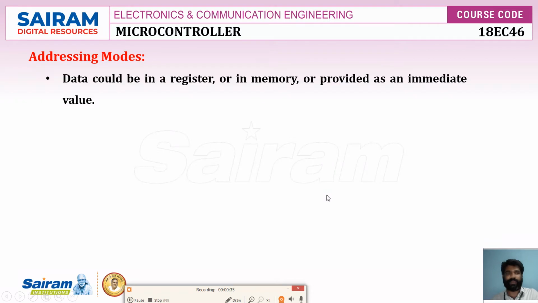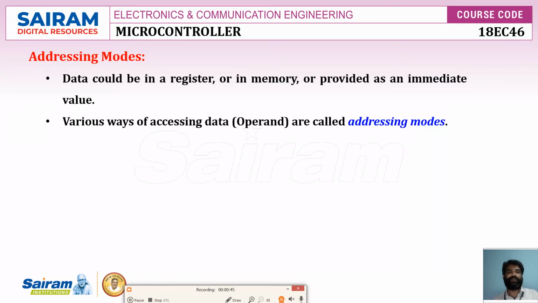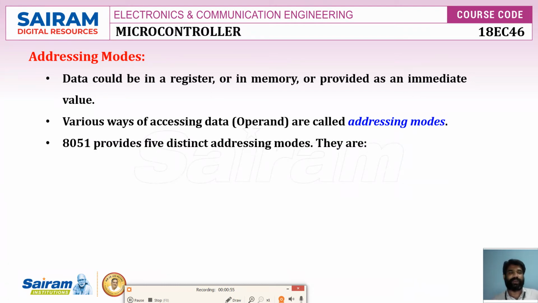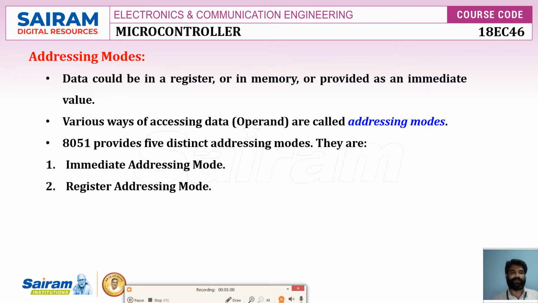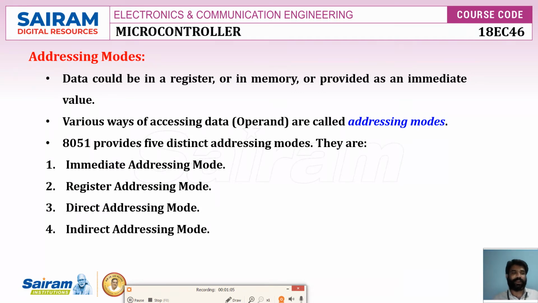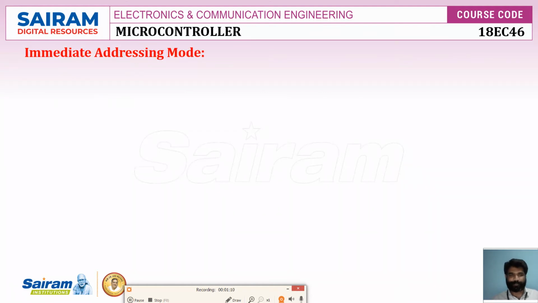That means data could be in a register, or it could be in a memory location, or it can be provided as an immediate value. So there are various ways of accessing an operand or data. Operand, in the sense, is the data on which the operation takes place. Okay. So 8051 provides 5 distinct addressing modes. They are immediate addressing mode, register addressing mode, direct addressing mode, indirect addressing mode, and indexed addressing mode. So we'll see one by one.